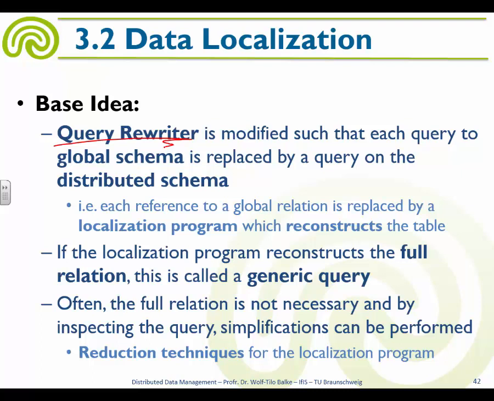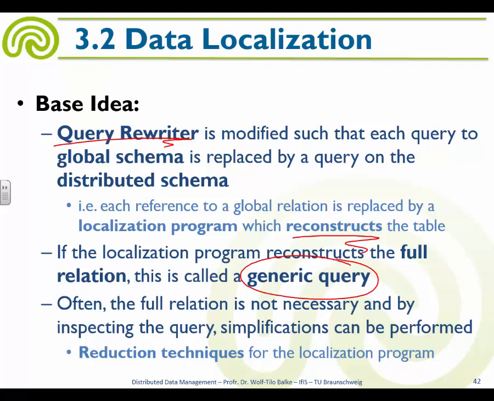And knowing the rules of distribution, I know where the stuff is and I know how many fragments there are, right? So each reference to a global relation is replaced by a localization reconstructing the actual table. And those are the unions that you saw in the query before, right? Where we said, well, basically the creature table is a disjoint union of creature 1 and creature 2, right? If the localization program reconstructs the full relation, we call it a generic query, right? But very often the full relation is not necessary.